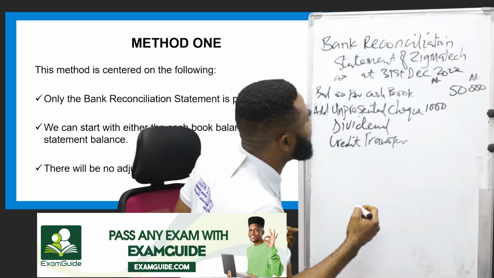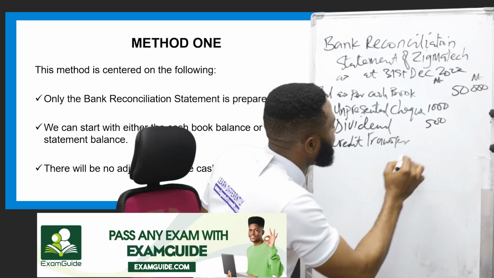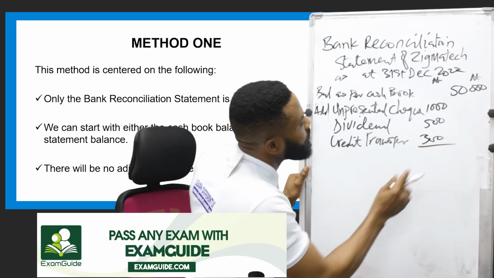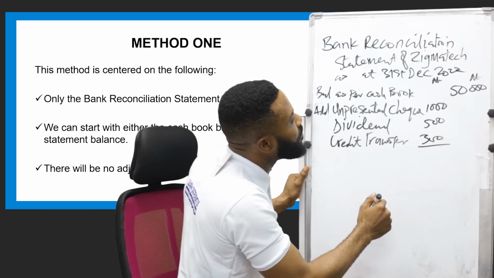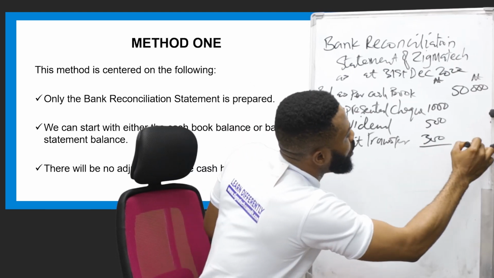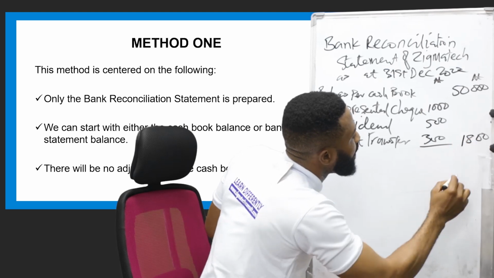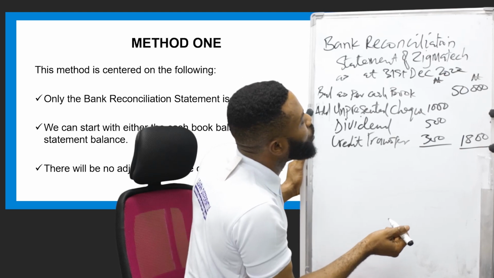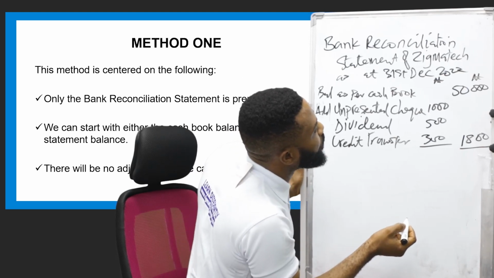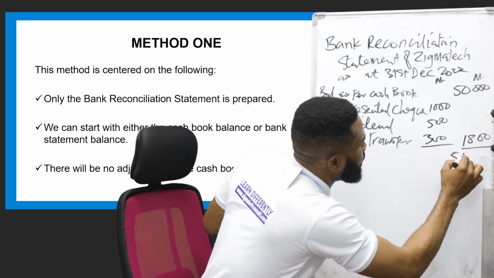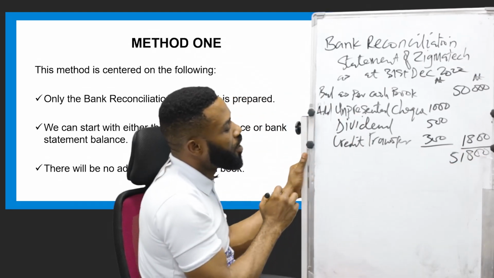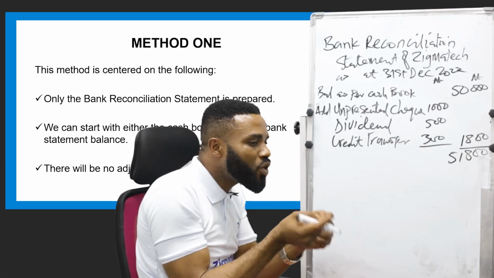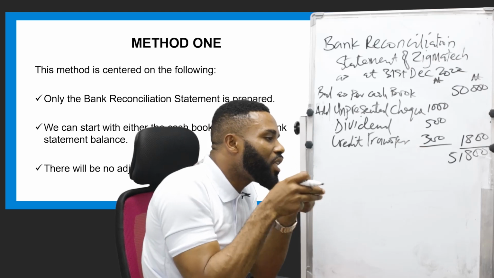So let's assume that your dividend here is 500, and let's assume credit transfer is 300. So let's add. If you add, here you have 1,800. You bring your 1,800 here, and then add 1,800 to your 50,000, and then you will have 51,800.